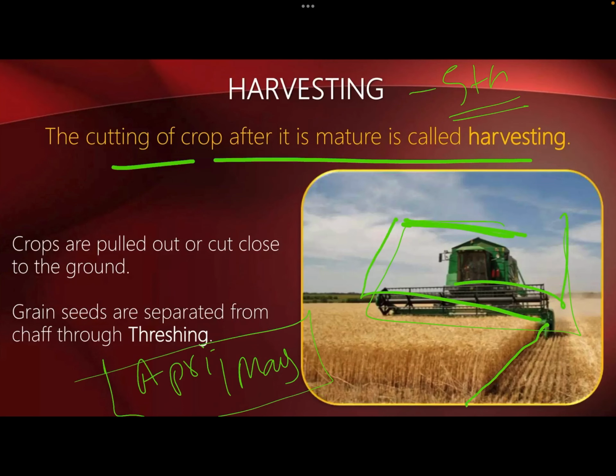Now the crops are either pulled out by roots or they are just cut close to the ground, and grain seeds are separated from the shaft through threshing. Depending on whether we are cultivating grains, we do not need to pull out the entire crop, we can just cut close to the ground. Whereas if it is a vegetable which grows underground, for example carrots, then it has to be pulled out.